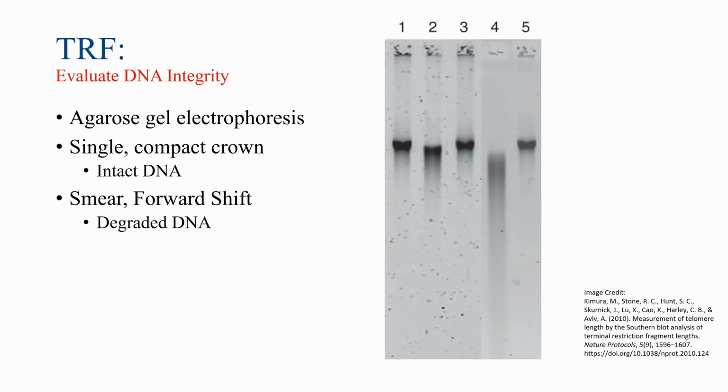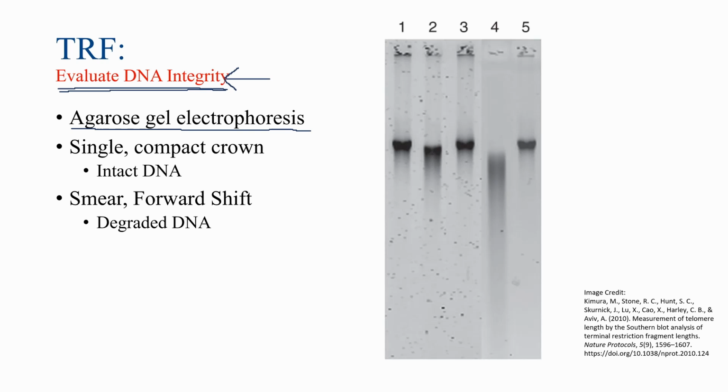The second step is to evaluate the DNA integrity, and this is quite important because you want to make sure that your genomic DNA is indeed intact. If your genomic DNA is not intact, then that will influence subsequent steps and the mathematical analysis of your telomeric lengths. So to evaluate the DNA integrity, you can perform agarose gel electrophoresis and look for signs for intact DNA and signs for degraded DNA.